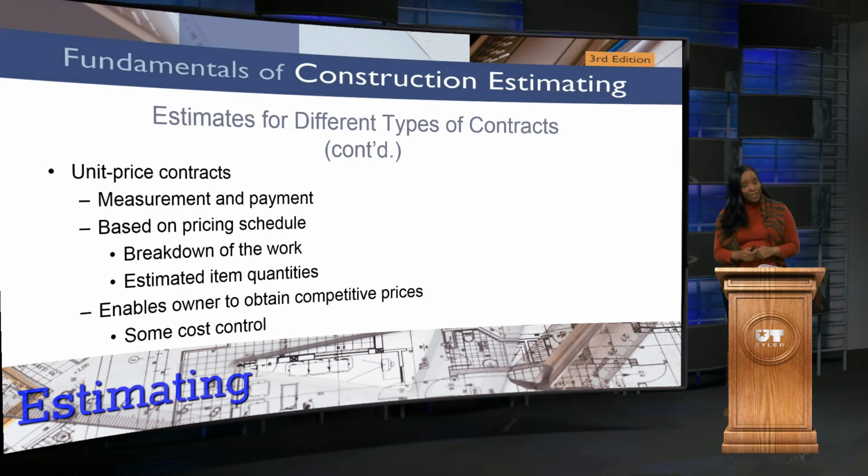So a little bit of a different thing with a cost plus, really a cost plus a fee type of contract. Then we have our unit price contracts, which we typically see a lot more on the heavy civil side, because sometimes it's very hard to always know how much something's going to be and say it's going to be exactly this amount, because who knows what it'll be within 6 months or a year down the road. It is measurement and payment, based on a pricing schedule. There's a breakdown of the work, and also you see a lot of estimated item quantities, okay? And it does also enable owners to do competitive pricing as well, okay?